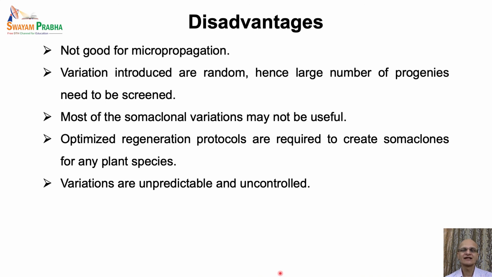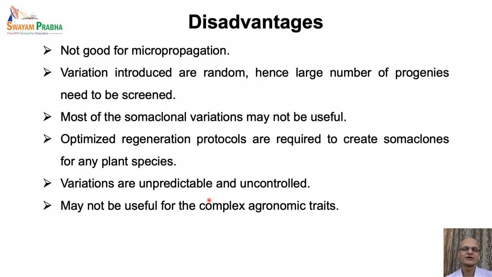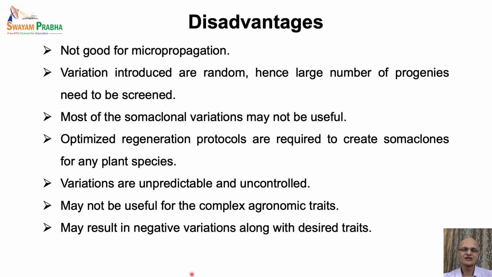The variations that are introduced through in vitro cultures are unpredictable and uncontrolled. There is no way that these variations can be controlled, directed or restricted to a particular region of the genome. These variations may not be useful for the improvement of complex agronomic traits. Further, in addition to developing the novel or desired traits, it may introduce negative mutations in other traits and compromise some other traits like yield or quality of the products, which would not be desirable.